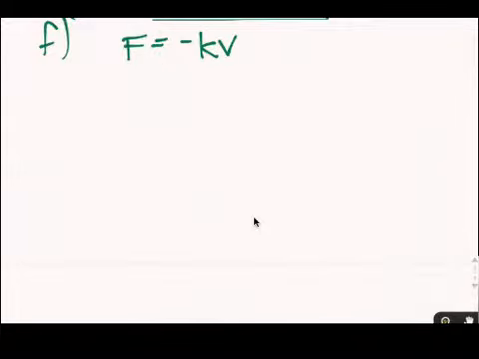And F. For F it says, after completing the loop, the roller coaster car is traveling horizontally at velocity v0 and subjected to a braking force of negative kv. Develop an integral that could be used to evaluate the velocity of the car along the horizontal track.